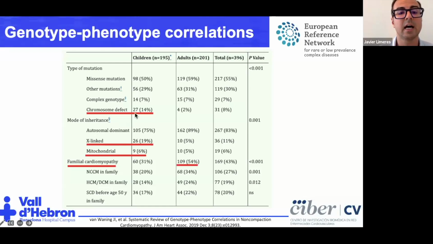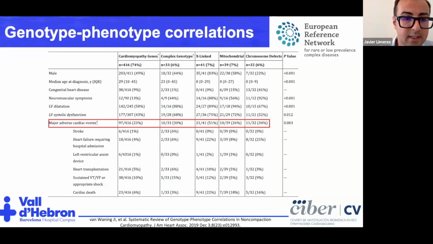And if you have more defects in the DNA, in general, the finding of adverse cardiac events is higher. You can see here, when you have cardiomyopathy genes, as you can find in adults, you have fewer events than if you have mutations or variants in this other kind of defects.